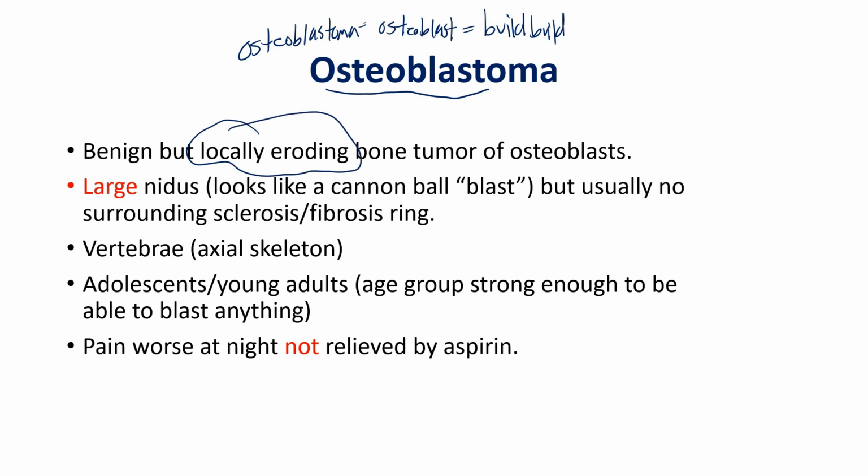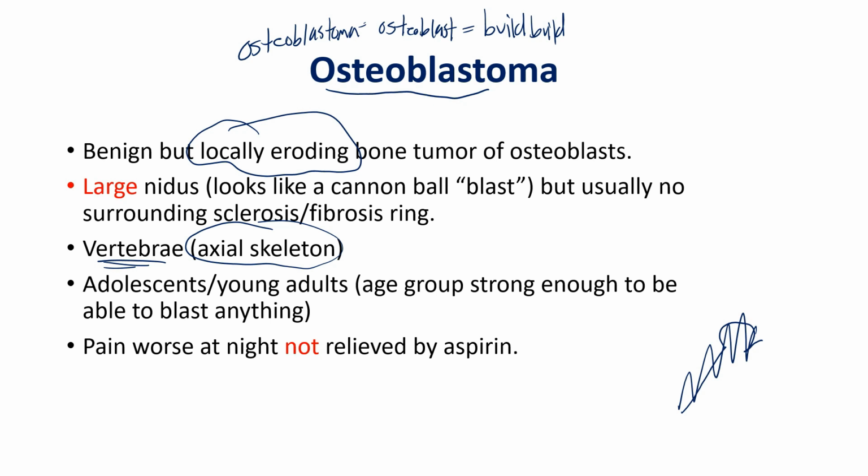So what is the characteristic of this particular bone tumor? This has something called a nidus, or nidi in plural, and it looks a lot like a cannonball blast. If we were looking at this particular tumor, which, by the way, is not in the long bone, it is most commonly presenting in the axial skeleton. And in what section of the axial skeleton is it most common?